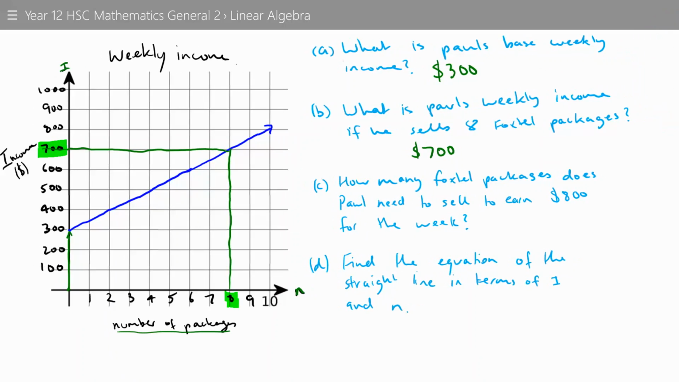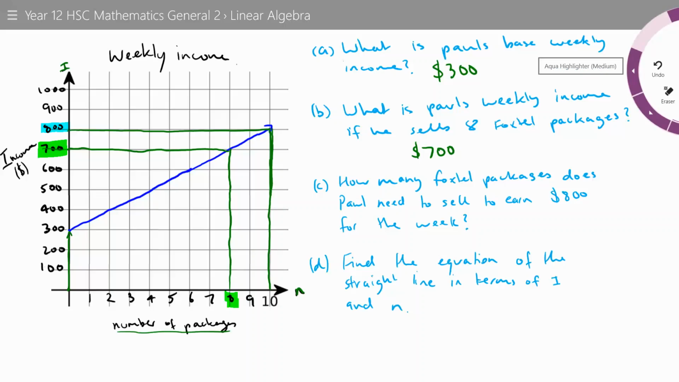Let's have a look at part C. How many Foxtel packages does Paul need to sell to earn $800 for the week? So in this case, they've said, if you start with 800, I'll just highlight that here, how many Foxtel packages do you need to sell? Well, let's do the same thing. It's just the opposite way. We go across there, hits the line there. We get our ruler and now go down as neat as we can. And there we go. It is 10 Foxtel packages.